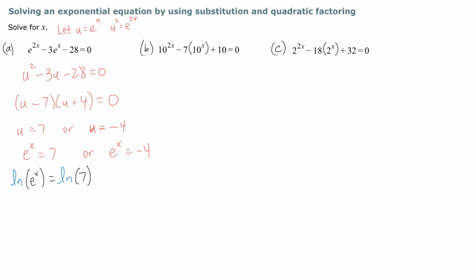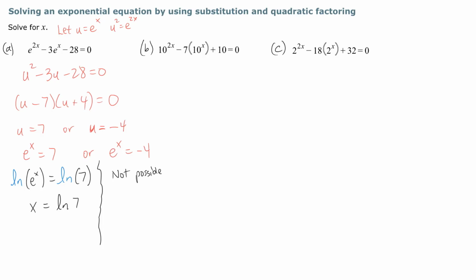So on the left-hand side here, we do get an x. And that's x equals the natural log of 7. What about this side over here? We got an issue here. e to the x is never negative. This is not possible.